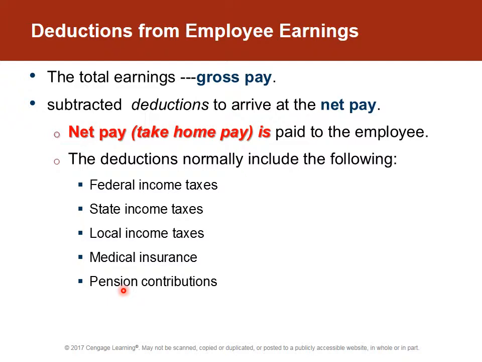I would add that some companies have charitable contributions withheld from their employee paychecks. Some employees have their wages garnished for child support or alimony that they owe. Some individuals have contributions withheld from their pay so that they can contribute to a savings account to help them with their savings.